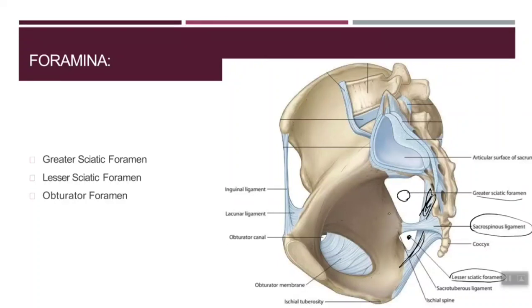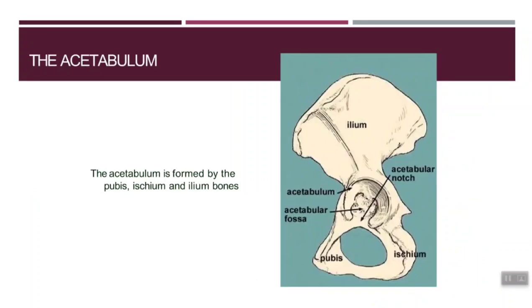Some structures pass through these foramina. And another thing is the obturator foramen. The obturator foramen is obliterated by the obturator membrane, and only one small part is open. That name is the obturator canal. The obturator artery and nerve pass through this canal.